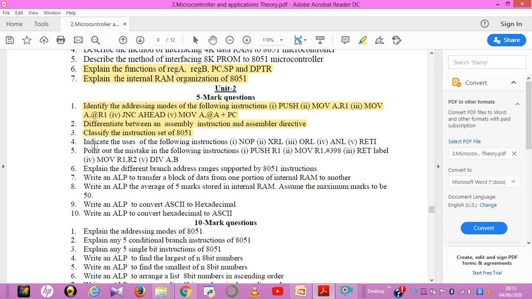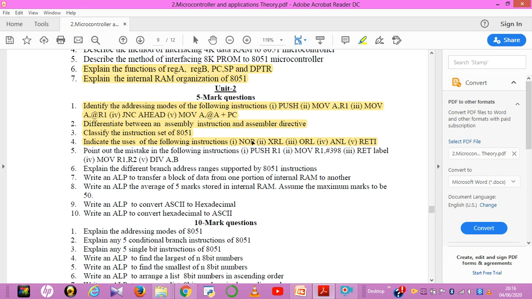Next, they ask uses of the following instructions. They are going to give some instruction mnemonics and ask what is the working of those mnemonics. For example, NOP. What is the function of NOP? What is the function of XRL? What is the function of ORL? What is the function of ANL? What is the function of RETI?